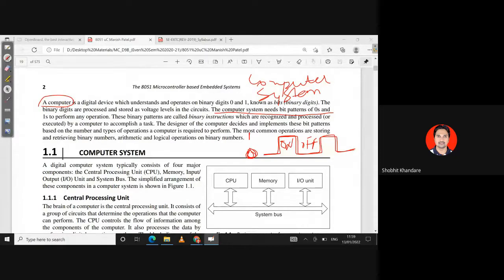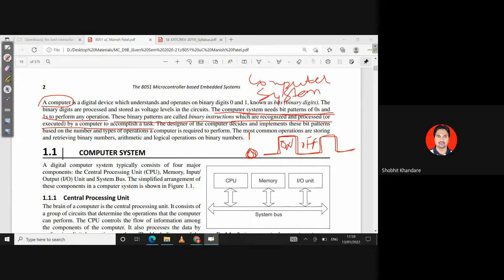Okay, now the computer system needs bit patterns of zeros and ones to perform any operation. These binary patterns are called binary instructions, which are recognized and processed or executed by a computer to accomplish a task. Okay, so they are called binary instructions.